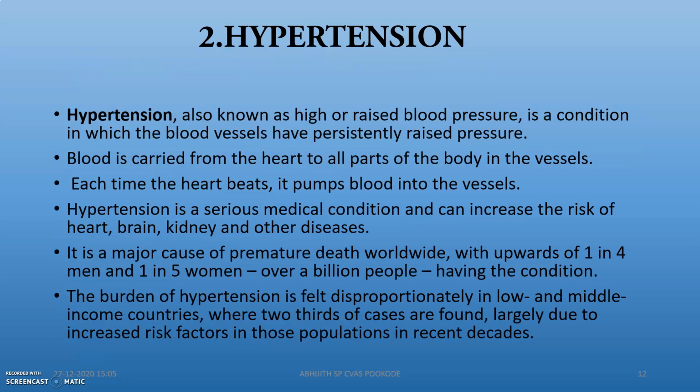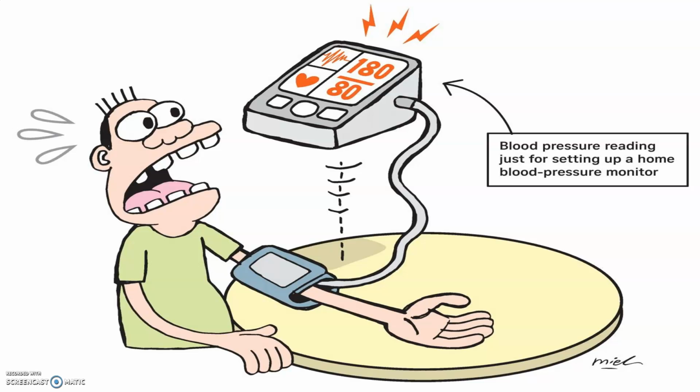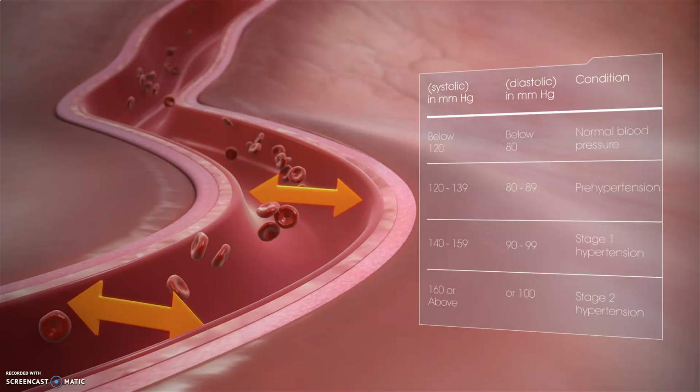So, what is hypertension? Hypertension, also known as high or raised blood pressure, is a condition in which the blood vessels have persistently raised pressure. Each time the heart beats, it pumps blood to the vessels, right? It is a major cause of premature death worldwide. Hypertension is a very big problem. You can see the cartoon diagrams of hypertension.